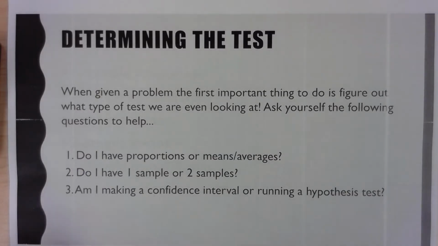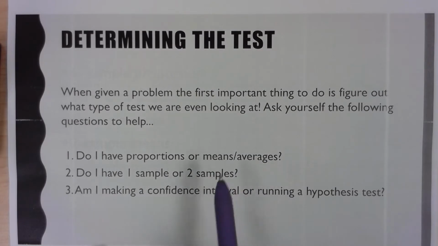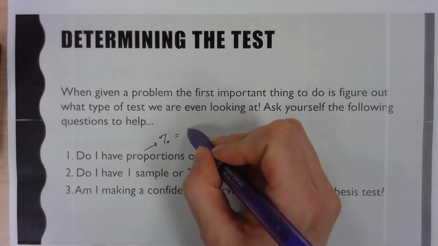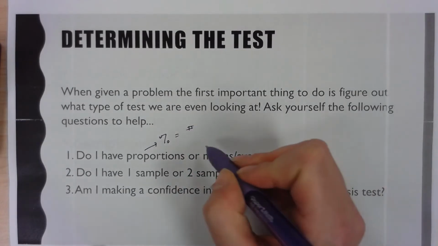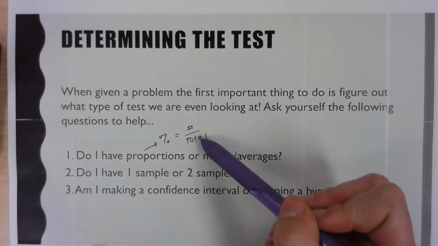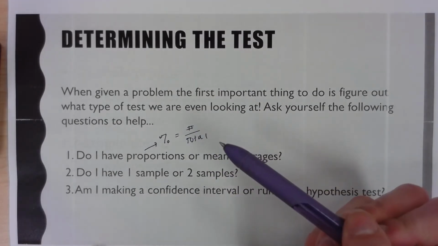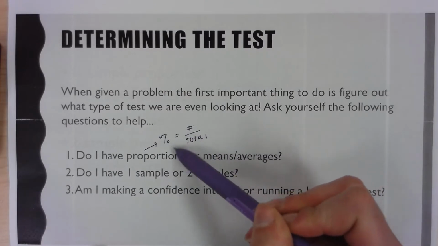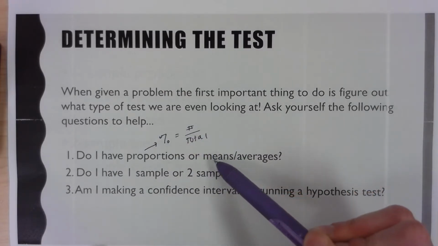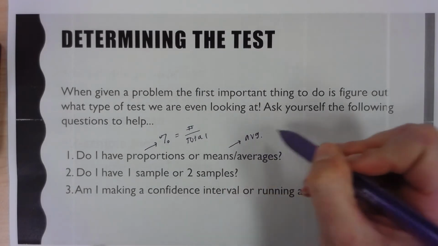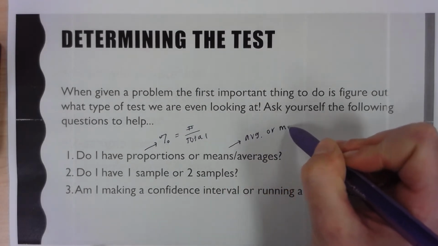So the first thing I would think about is, do you have proportions or do you have means and averages? Proportions could always be written as percentages. Sometimes they'll give you the number of people out of a total. So I might say in my class of 30 kids, I had 4 of them wearing glasses. So 4 out of 30 would be my proportion, which then I can turn into a percentage. If they're giving you averages or means, they will literally have to use the word average or mean.